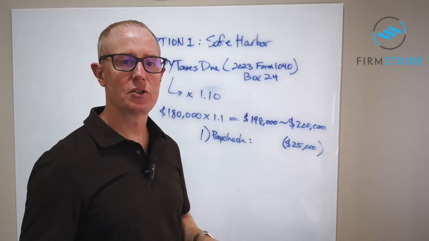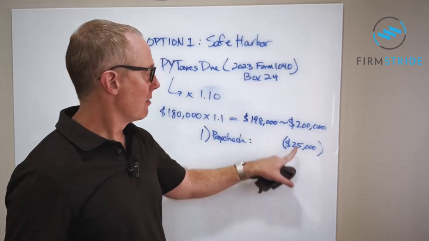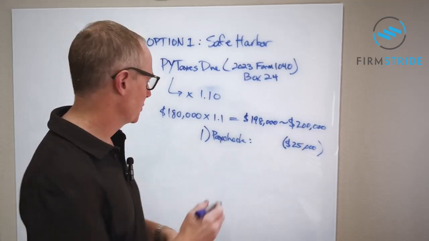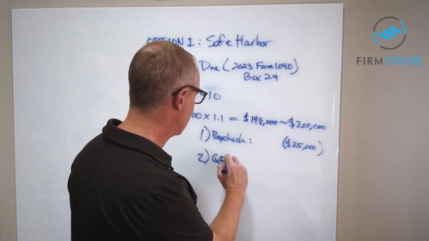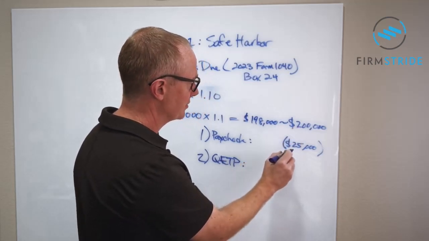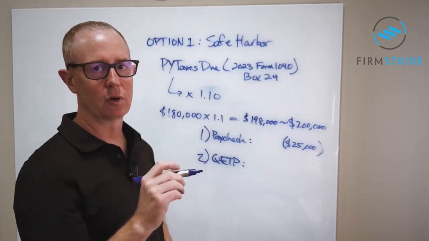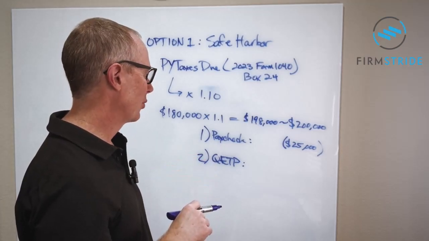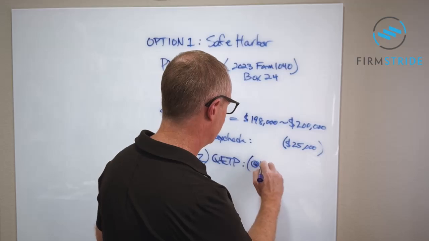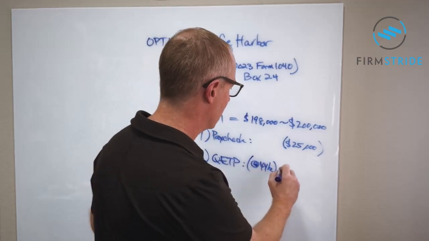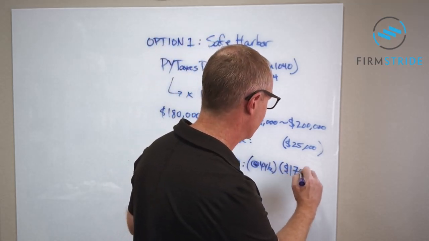Now, if we know safe harbor is $200,000 and we know we're withholding $25,000 via our paycheck, well, we can just subtract those two to figure out how much we need to make through the second method of paying our taxes, which is our quarterly estimated tax payments. So 200,000 minus 25,000 is 175,000. And 175,000 divided by 4 is about $44,000. So if I do $44,000 per quarter, that's going to result in a total quarterly estimated tax payment of about $175,000.